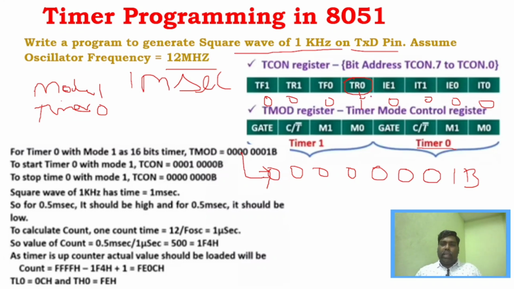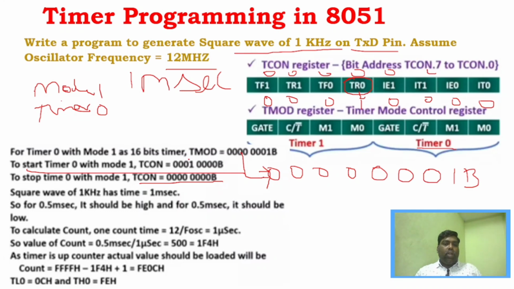Only that bit is 1, which indicates that timer 0 is running, right? So you can see here, to start the timer I have to configure this in such a way, right? And to stop I have to make all the bits 0, right? This is the same steps as I said in the previous video. These three steps will be common for all the questions, right? So you can determine which timer it works. You have to configure the TMOD and TCON registers, right?